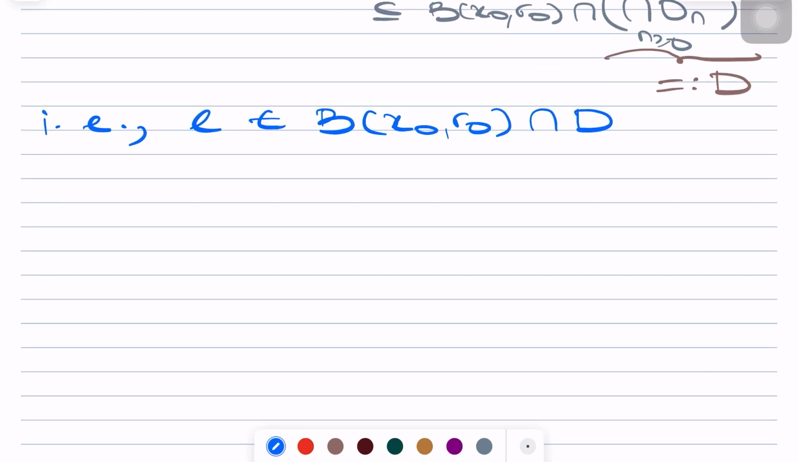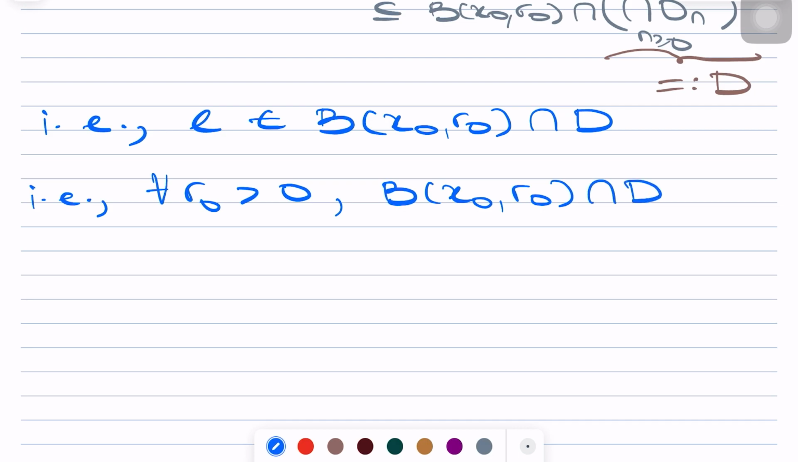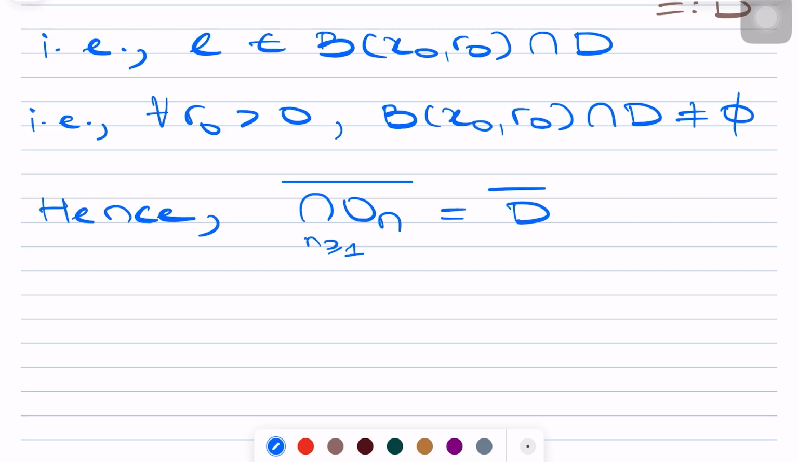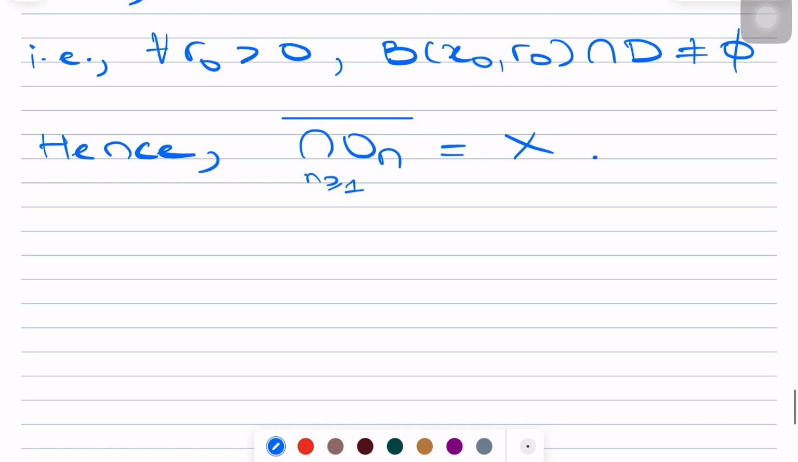So we basically proved that for every r0 strictly greater than 0, the ball around x0 intersect G, the closure of the intersection of the O_N, right? It was actually one started before 1, but it's not an issue anyway. So this is equal to X. Good. So we are done. Okay.